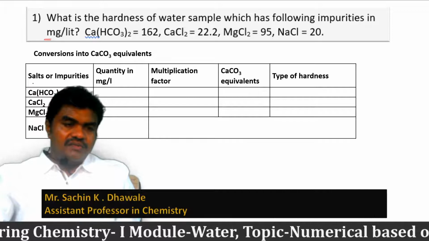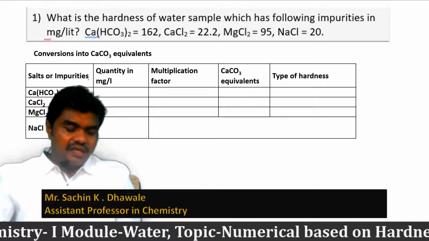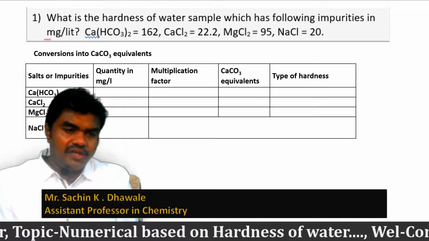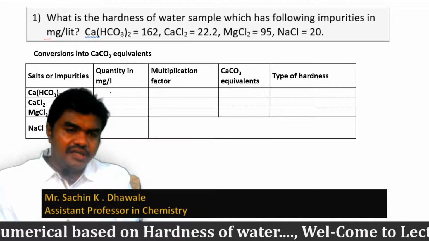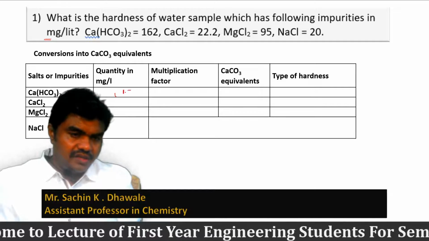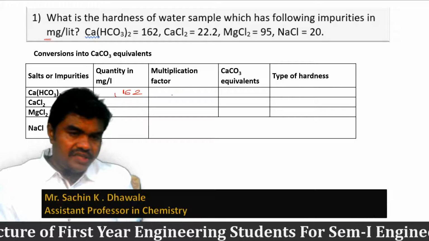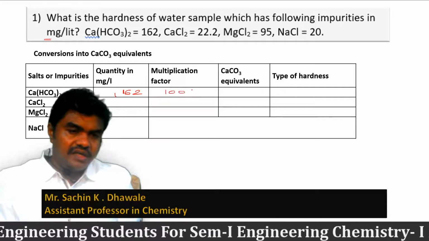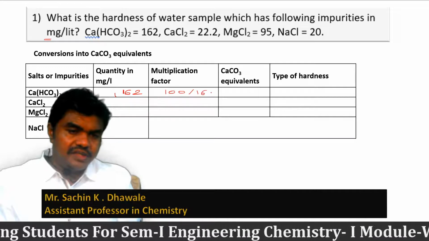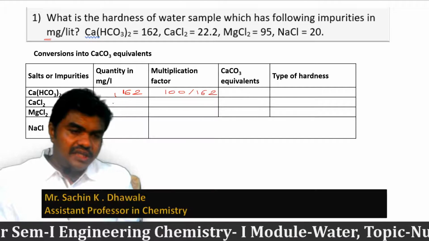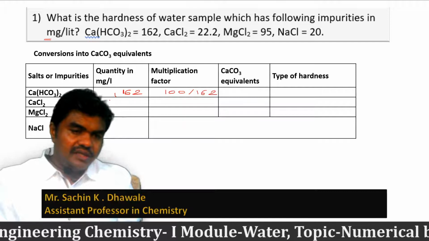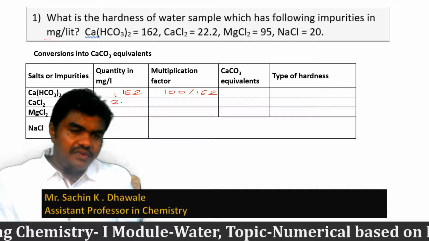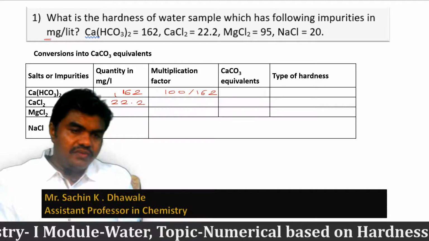In the first column, salts or impurities are given. So calcium bicarbonate, their quantity in milligrams per liter, put this value, it is 162. Multiplication factor, it is 100 upon 162. Then second, calcium chloride, their value is given 22.2.